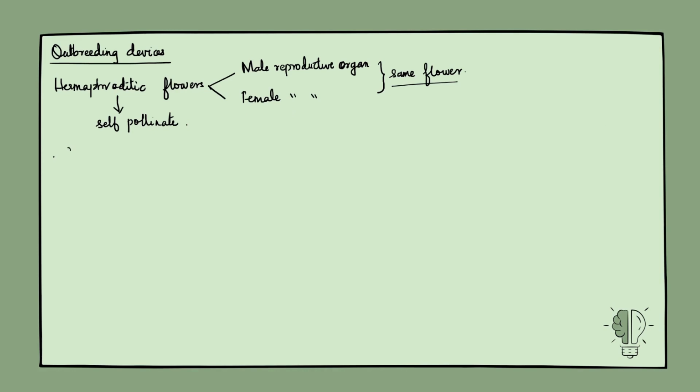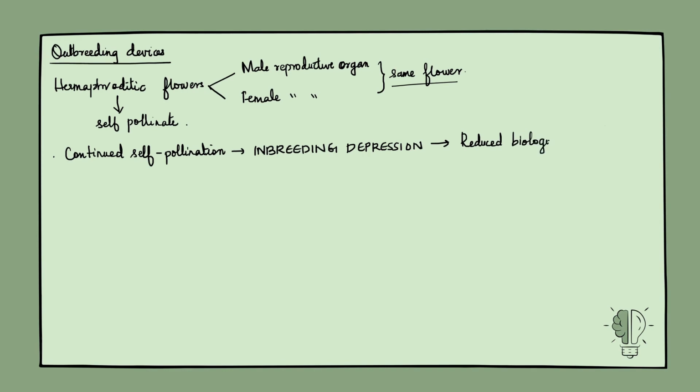flower. But continued self-pollination leads to inbreeding depression, which means that the plants will have reduced biological fitness. So, in order to avoid inbreeding depression, the plants have developed certain devices to reduce self-pollination and to increase cross-pollination.